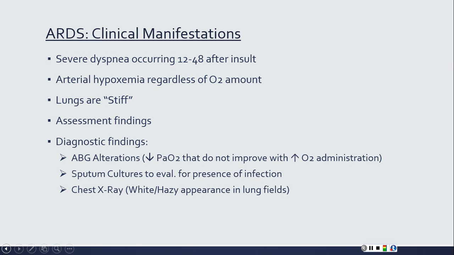And diagnostic findings, we're going to have alterations in ABG levels. Okay. Usually the PaO2 is not going to improve regardless of how much oxygen we give. We'll look at sputum cultures, evaluate for the presence of infection. Again, we're trying to treat the respiratory problem, trying to bring up the PaO2. It's not working. So now we've got to find what the underlying problem is. What's the underlying issue that's causing the lack of oxygenation? So that's where the sputum cultures come in. Chest X-ray, we're going to have a white, hazy appearance in the lung fields. Air is not coming in and moving out.